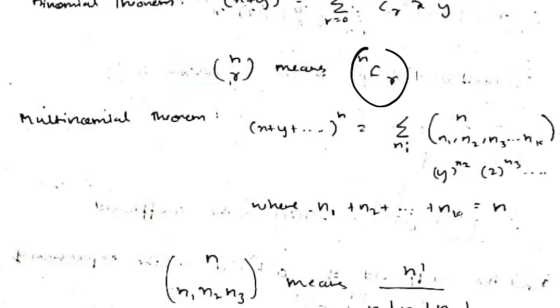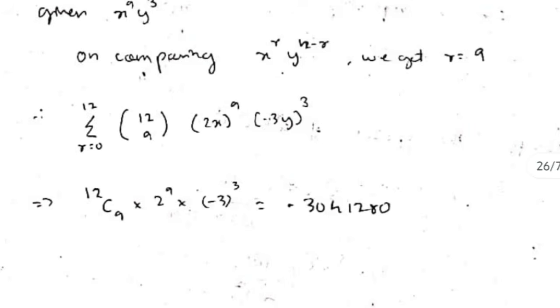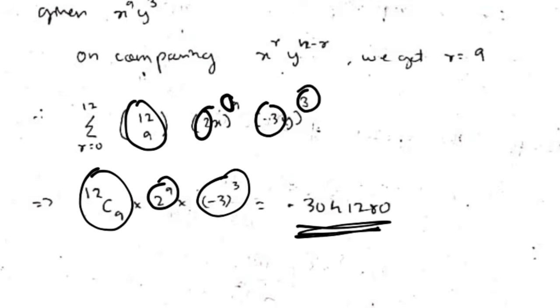nr is nothing but ncr, okay. So the final coefficient will be written as 12c9 from this, and 2 power 9, okay, and minus 3 power 3, okay. So this will give the final coefficient.